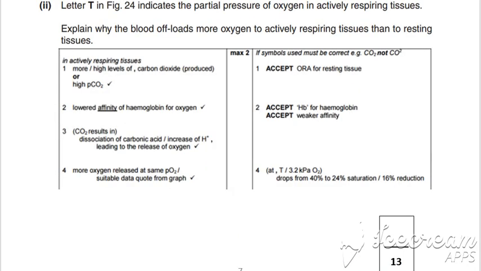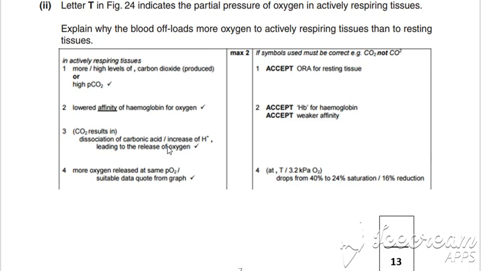So the marking points, you're looking for 2 marks out of the 4. The idea that the actively respiring tissues are going to have more or higher levels of carbon dioxide, or a higher partial pressure of carbon dioxide, therefore it's lowered the affinity of hemoglobin for oxygen. The affinity is the important word. Then you could get extra marks for the description if you haven't got the earlier 2 marks.